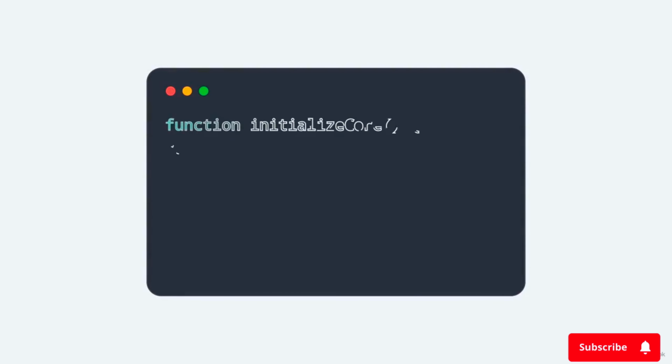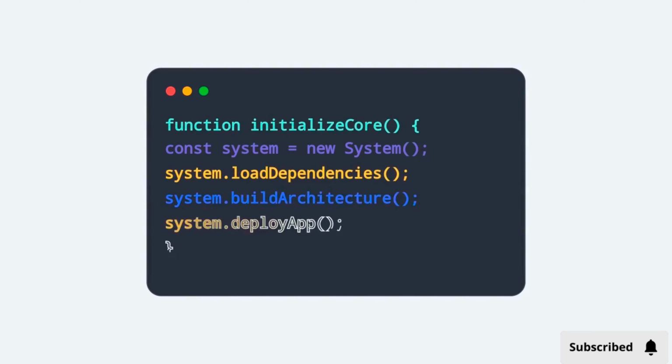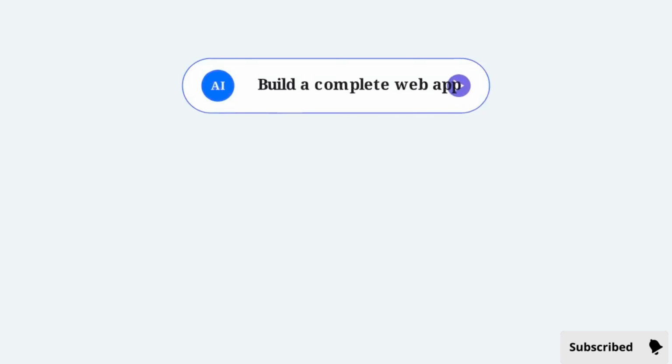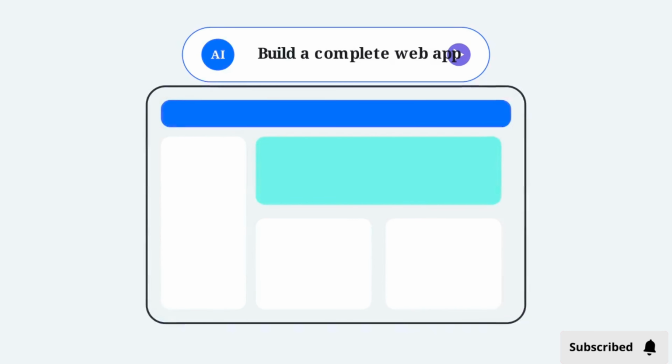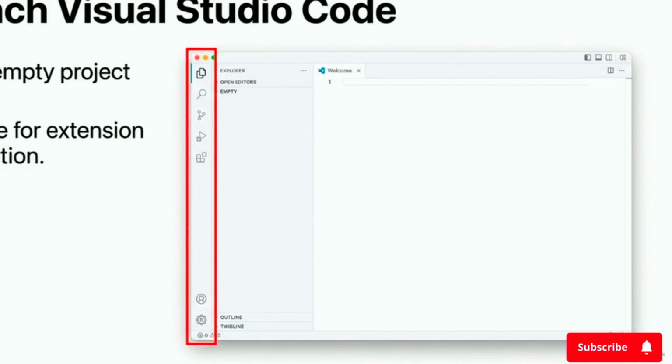Once configured, your workflow changes. Instead of typing out manual syntax line by line, you provide the high-level logic, and the AI handles the actual implementation. Step 1. Open Visual Studio Code to a blank workspace.